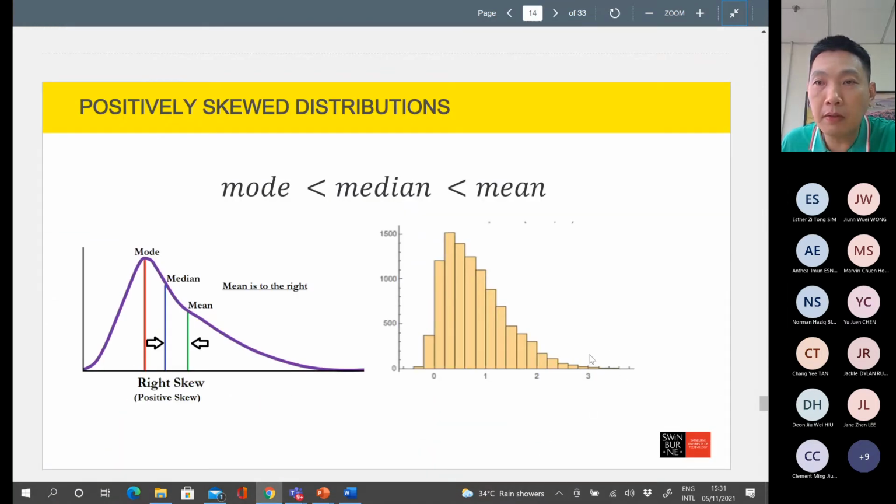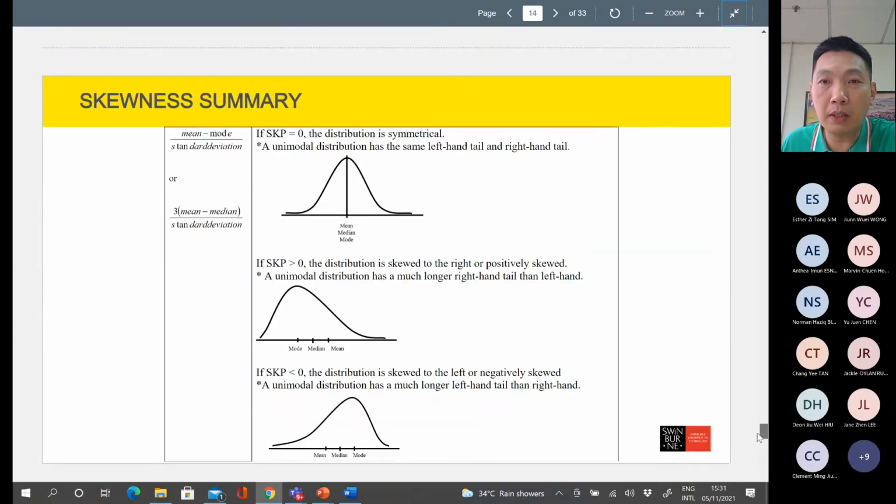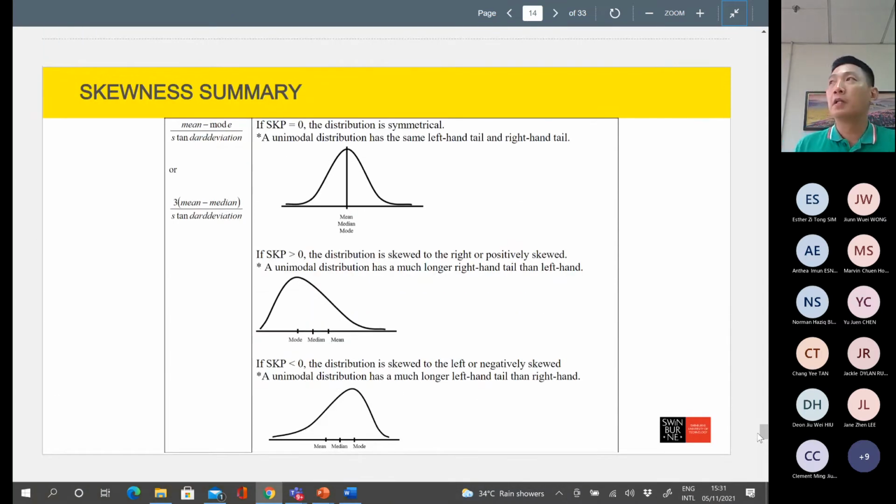This one is on the right, the tail is on the right hand side, so skewed to the right. And this one, the tail is on the left. Very obvious. So we can conclude the data distribution is skewed to the left. Always look at the tail for the skewness question. Otherwise, we can use the formula. All right, so these are the things that you need to know for statistics.